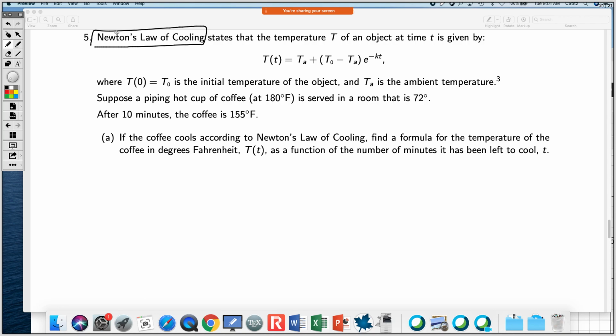So for example, if you take a frozen pizza out of the freezer and let it sit on the table, it's going to warm up. Okay? But unless you put it in the oven, it's not going to warm up to anything higher than room temperature. So room temperature, that's this T sub A here, is the ambient temperature. That's the temperature of the surroundings. If you take a piping hot cup of coffee and sit it on the table, it's going to start to cool off, but it's not going to get any colder than room temperature unless you put it in the fridge or something. So Newton's law of cooling is an example of what's called a limited growth or decay.